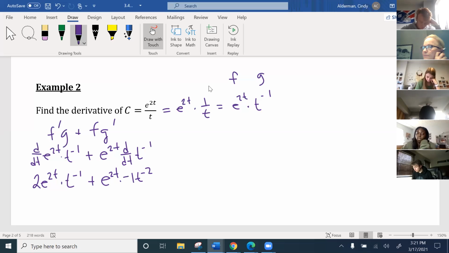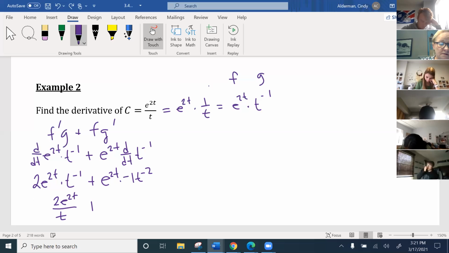All right, now remember what I said before about the negative exponents. You don't want negative exponents in your final answers. So what we're going to do is just move it to the bottom. So 2e to the 2t all over t to the first power, or just t, plus, oh, actually, this is going to turn into a minus sign because we're multiplying a positive e to the 2t by a negative 1t to the negative 2 power. So this is going to be a minus sign. And e to the 2t would be on top, and on the bottom is just t squared.